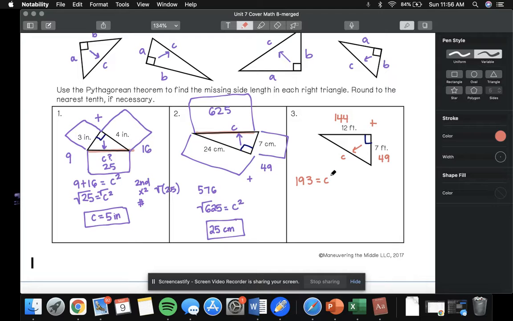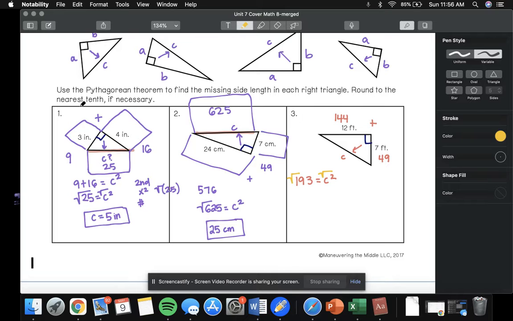Okay, and that equals the area of my hypotenuse. But I need to come up with what just one side length is. So I take the square root of 193. Okay, and I get this really long decimal.